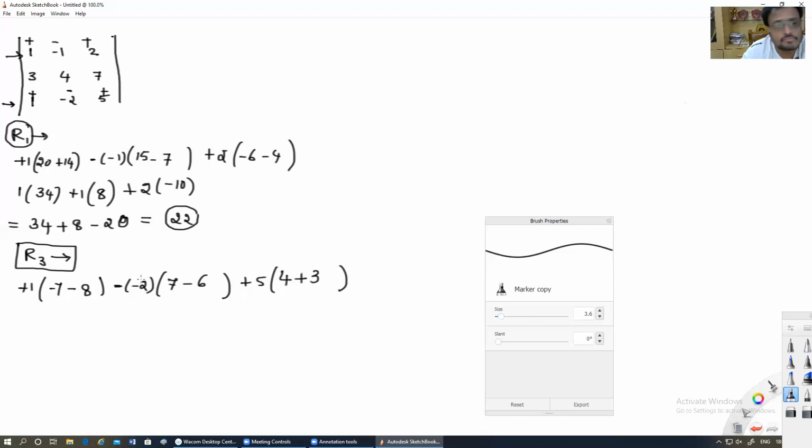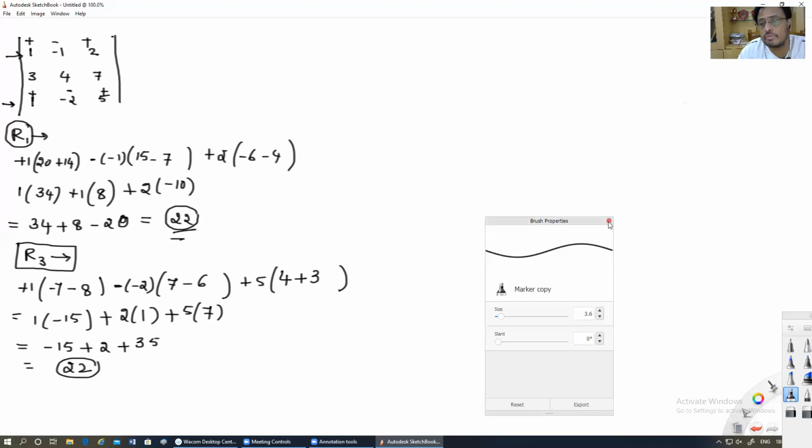4 plus 3. So therefore, it is equal to 1 into minus 15, plus 2 into 1, plus 5 into 7. So here, this is minus 15 plus 2 plus 35. That is equal to 35 minus 15, 35 minus 5, 30... that is equal to 20, 20 plus 2, 22. See, again the value remains same. Now I'm going to give one more example.